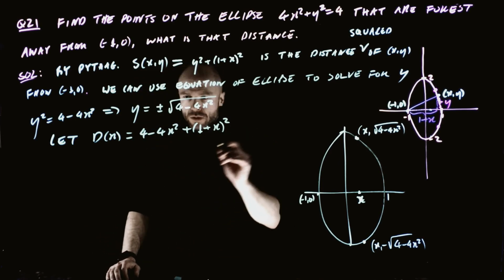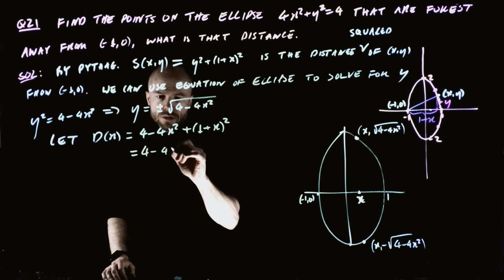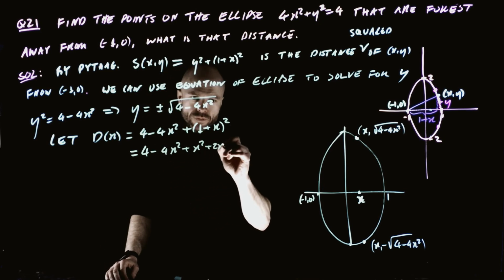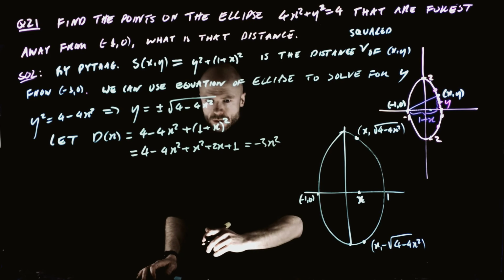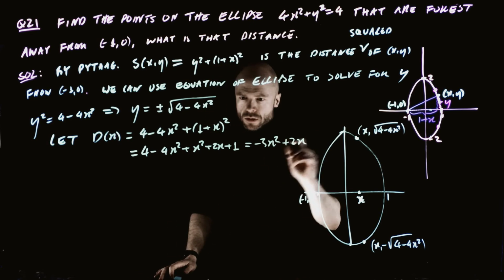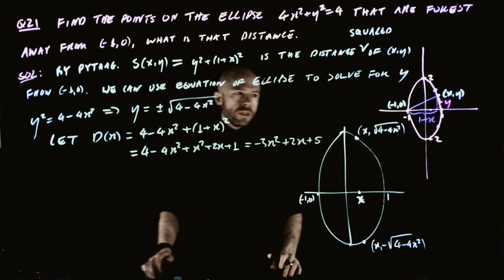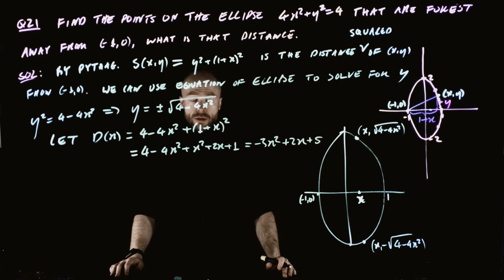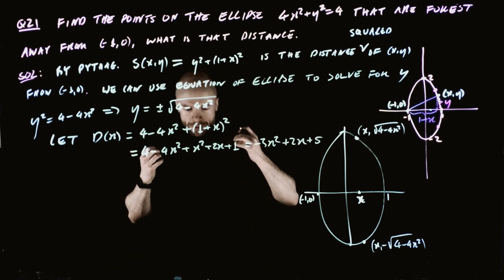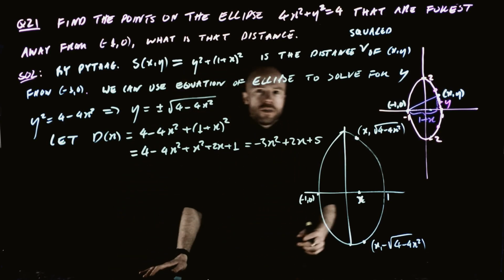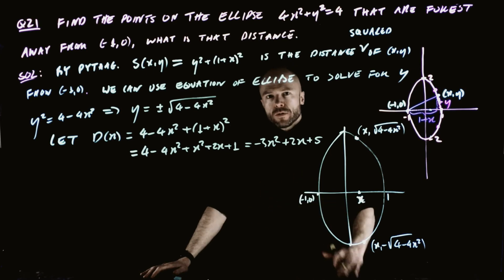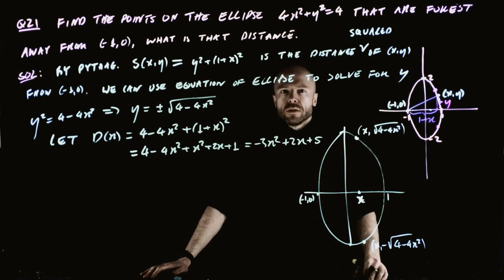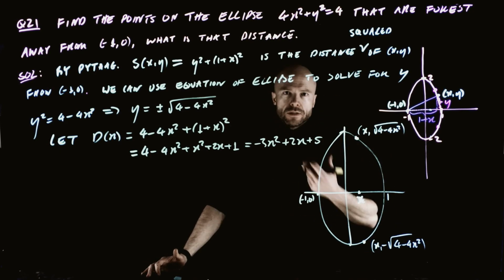So let's expand this out. And what we get is minus 3x squared, just plus 2x, and then plus 5. Cool. So our task now is a very routine one, because we just have to maximize this continuous function over a closed interval from minus 1 to 1, and we will find the maximum that we're looking for. We've learned how to do this. This is the closed interval method.